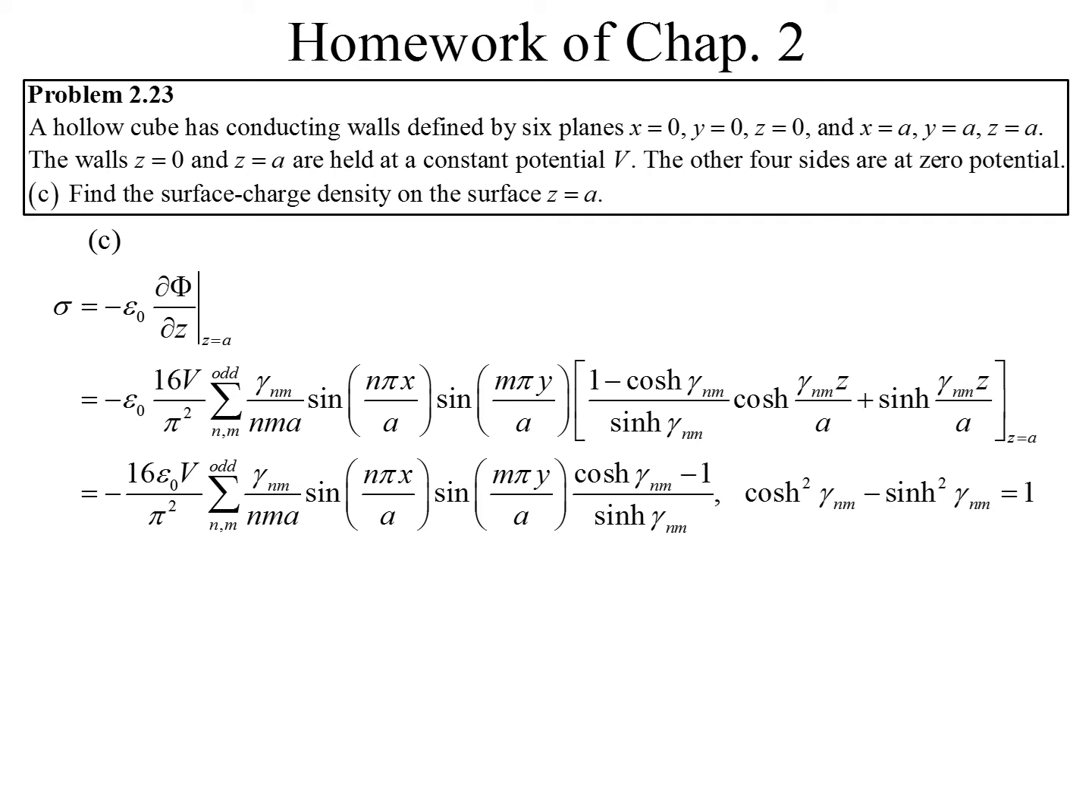And part C, find the surface charge density on the surface z equals a. This is an easy part. We just calculate partial phi partial z, and we use the condition that z equals a, and the answer comes out.